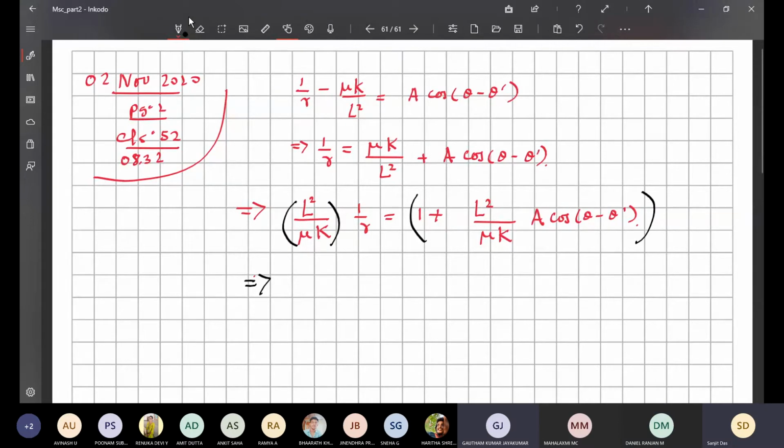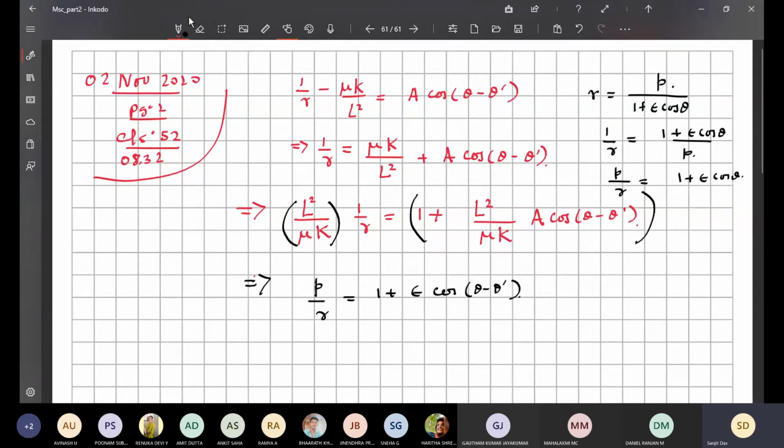This L square by mu K, what should I call it? Immediately, I have written a general form of the equation, r is equal to something. Remember? Yes, then you should call it p, sir. Yeah, small p. So if I write 1 by r, then it will be 1 plus epsilon cosine theta by small p. So small p by r should be equal to 1 plus epsilon cosine theta. So if I put this analogy, this is nothing but p by r is equal to 1 plus epsilon cosine theta minus theta prime. All these stuffs are there.